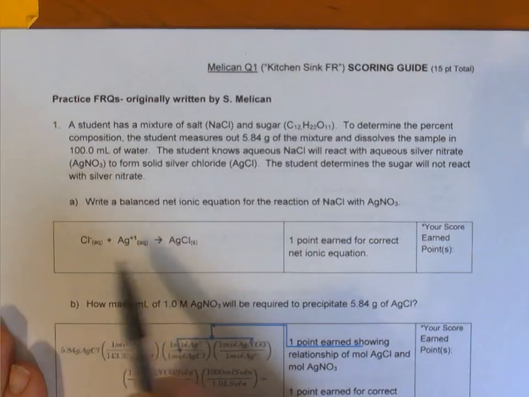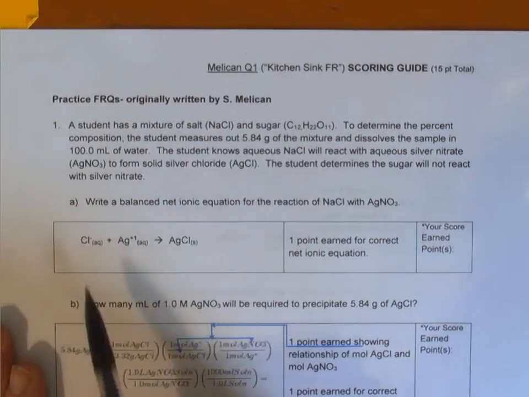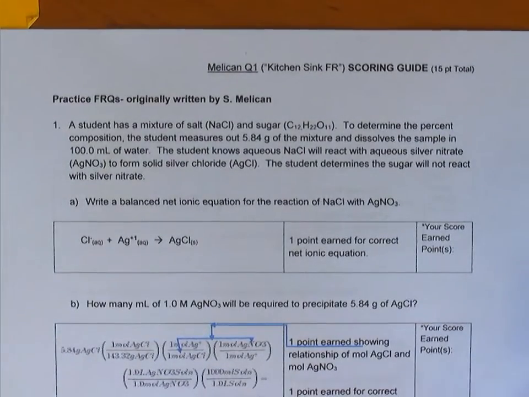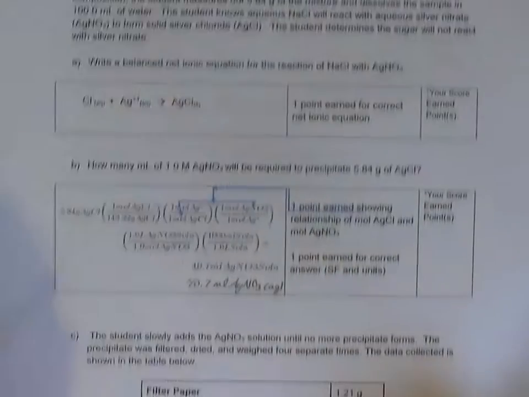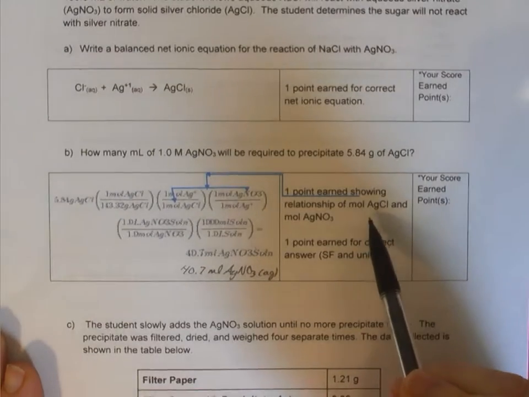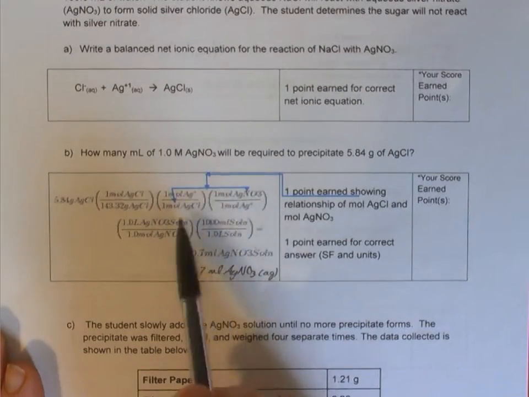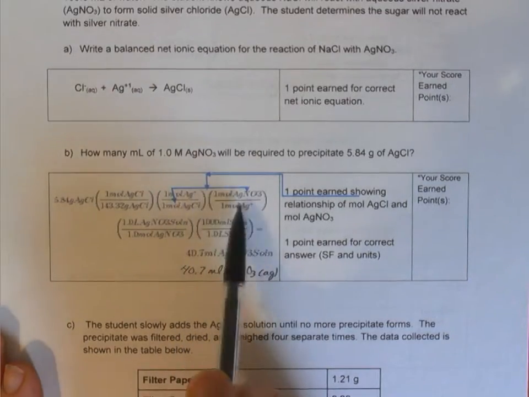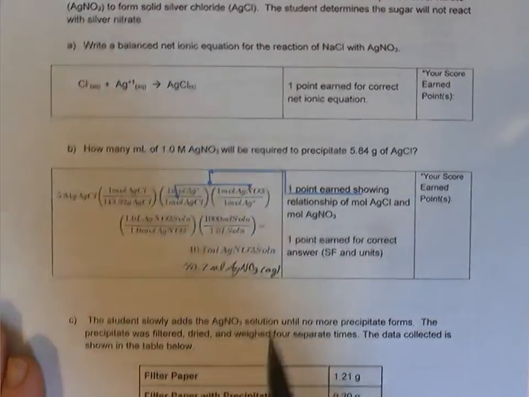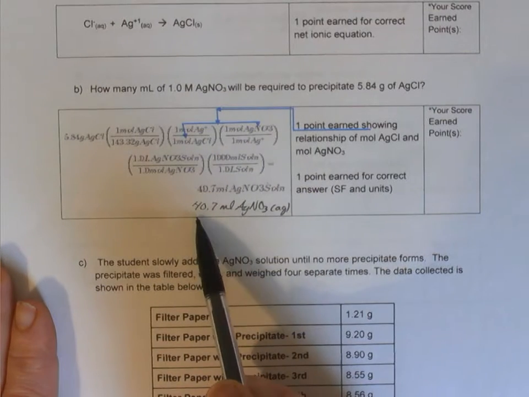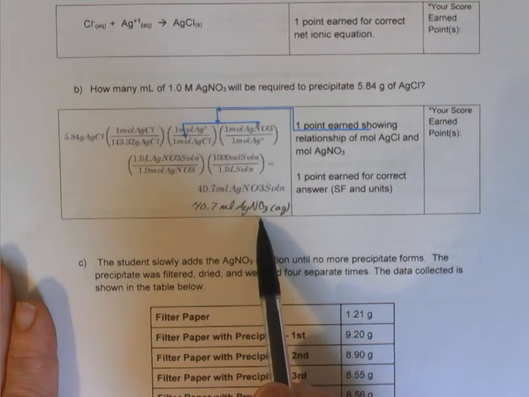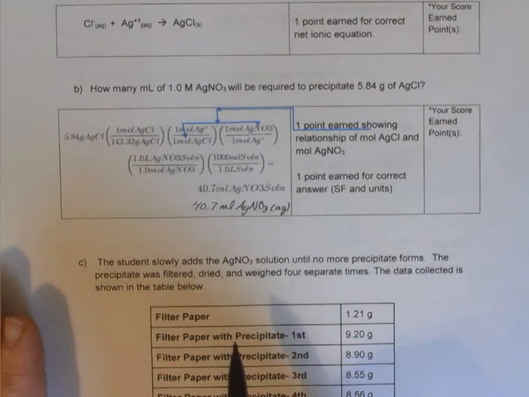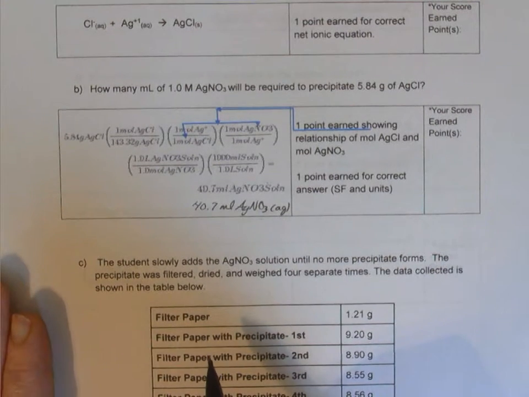As long as you had the correct species in the net ionic, you would have gotten the points without phase symbols. For B, a point would be earned for showing the correct mole-to-mole ratio somehow in your problem solving of silver chloride and silver nitrate. And then an additional point for the correct answer with, of course, correct units and sig figs. Remember, no work, no credit, no point.